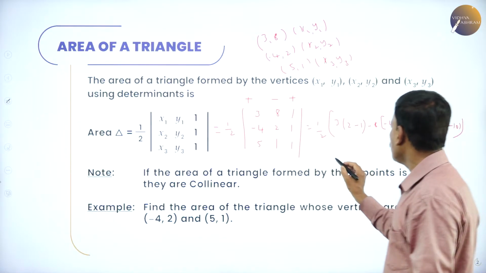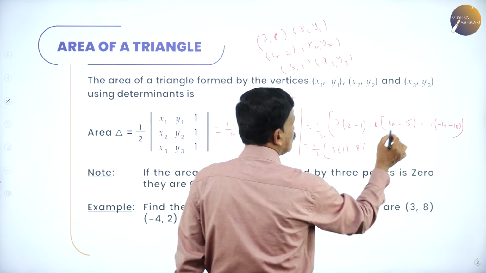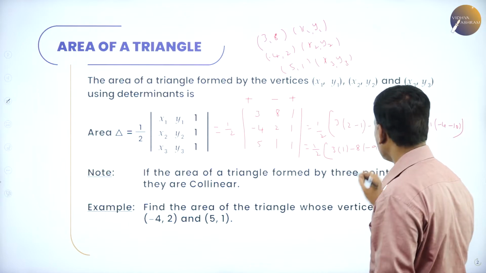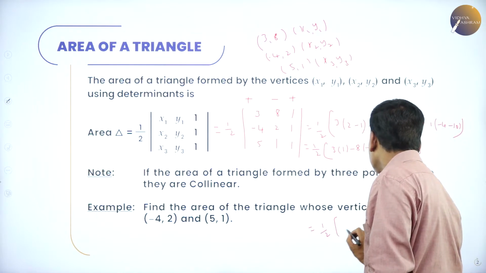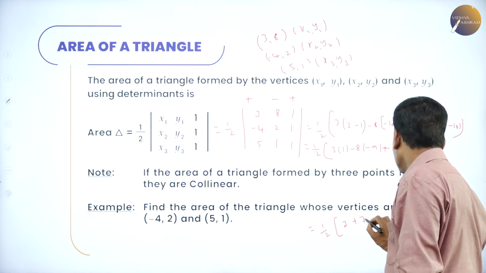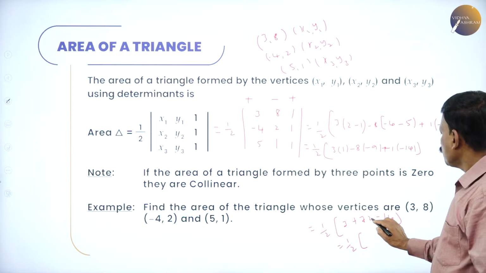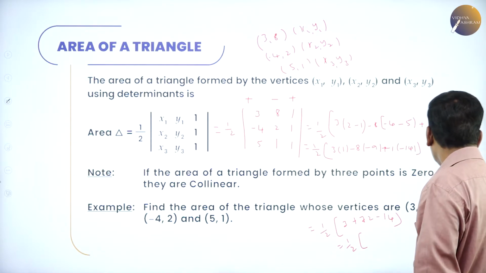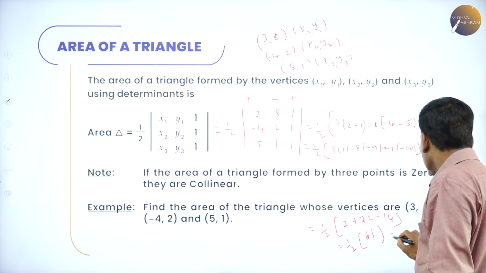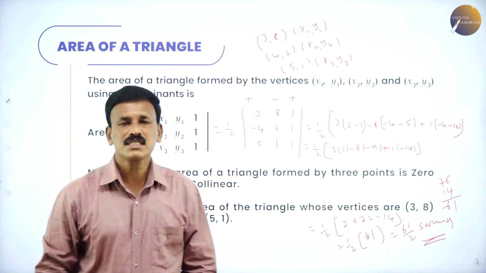5 twos are 10. So simplify this. After simplification, what we are going to get as it is? 3 into 2 minus 1 is 1, 8 into -9 plus 1 into -14. So this is equal to, if I simplify, half into 3 into 1 is 3, minus, minus into minus plus, 8 into 9, 72, minus 14. So this is half into 72 plus 3, 75, 75 minus 14 is 61. So 61 by 2 square units. That's all. So the required area of the triangle is 61 by 2 square units.